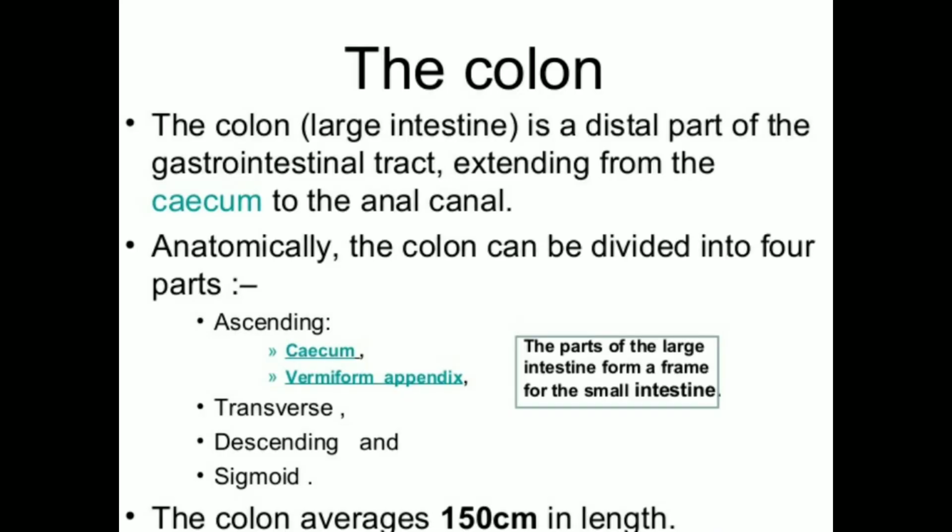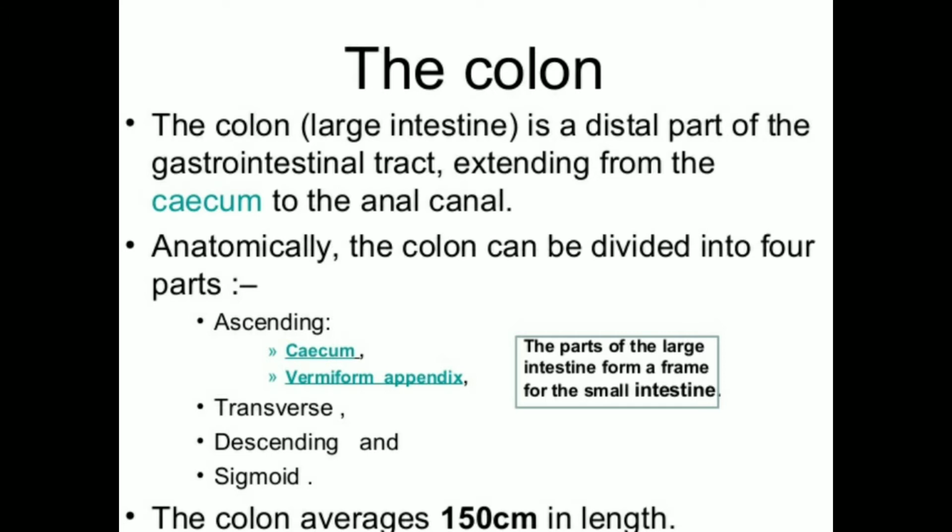So the colon is the distal part of the gastrointestinal tract, extending from the caecum to the anal canal. Caecum is the first starting part, and up to the anal canal, whatever you see is a part of the colon. Anatomically, the colon can be divided into four parts: ascending colon, transverse colon, descending colon, and sigmoid colon.